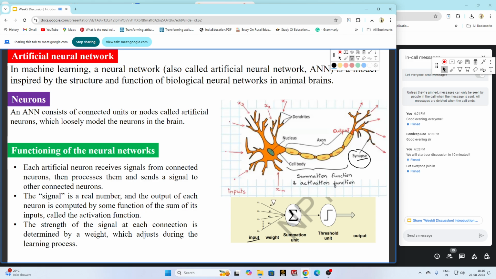function. I have already told you, first the information with some kind of weight will come into the nucleus. It will first add up, that is we will sum it up, like w1 x1, w2 x2, w3 x3 and so on. After summing it up, it goes to an activation function. After that activation function, your information will be fully processed. The strength of the signal at each connection is determined by weight, which adjusts during the learning process.